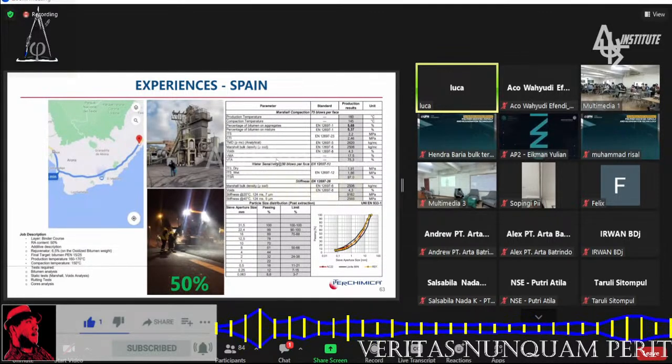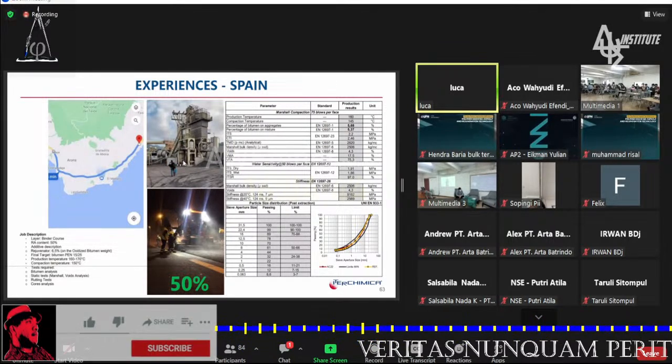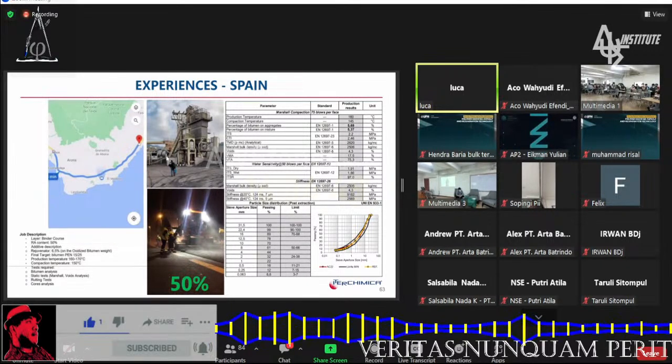This is another example that we have done in Spain. In this case, the plant is a batch plant, and they used a second dryer system. So they did a modification of the system. It's possible to see here. This is a dryer used just for the RAP. This is the elevator, the balance, and with this system, it was possible to add 50% of RAP.